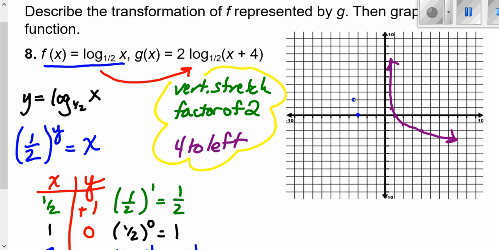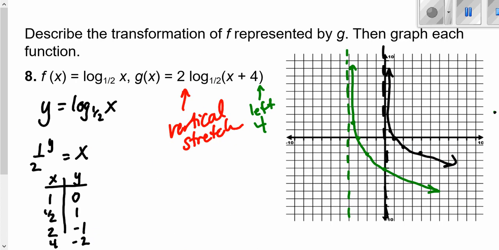I'll be over here. And then this point, which is at 2, -1, would go down, -1 times 2 is -2, and then move 4 over. And I have this point, which is at -2 for the y. So that's going to go to -4 for the y, because -2 times 2 is what I'm doing, right? A factor of 2, and then multiplying by that 2. And then I go 4 to the left. And when I connect those dots, this is what I have.